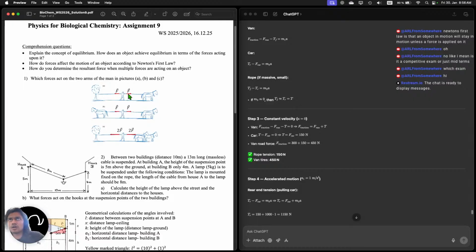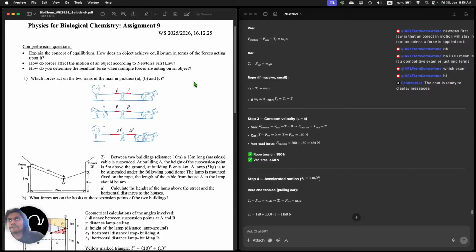Oh, no, no, I don't think it's no force. Is it though? Newton's first law is that an object in motion will stay in motion, unless a force is applied on it. How do forces affect the motion of an object according to Newton's first law?